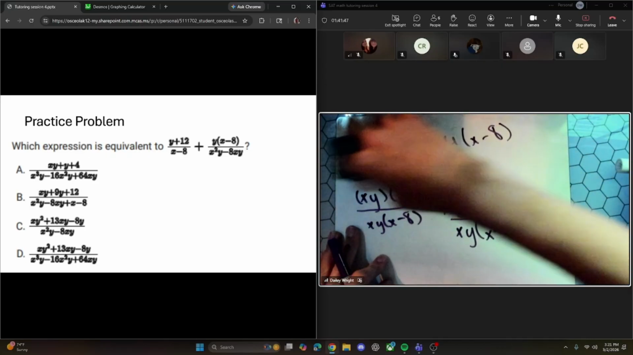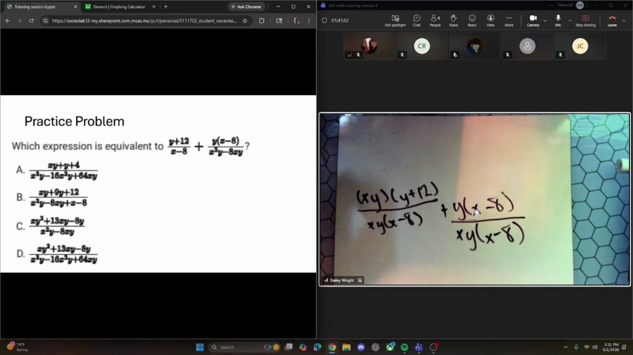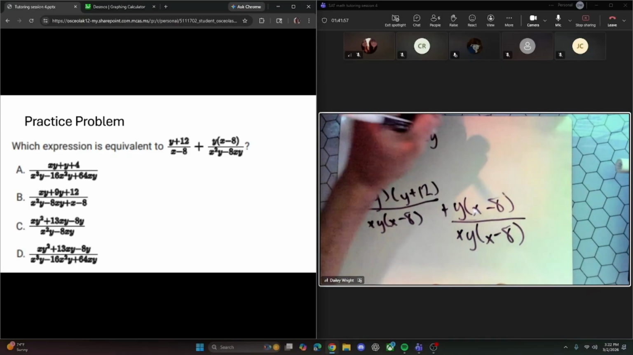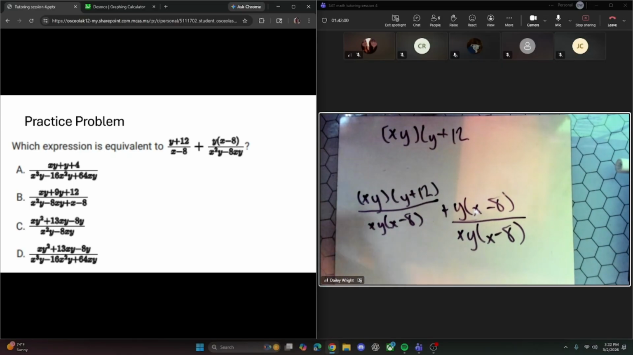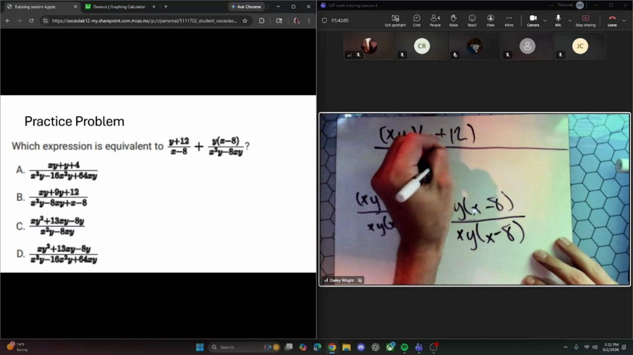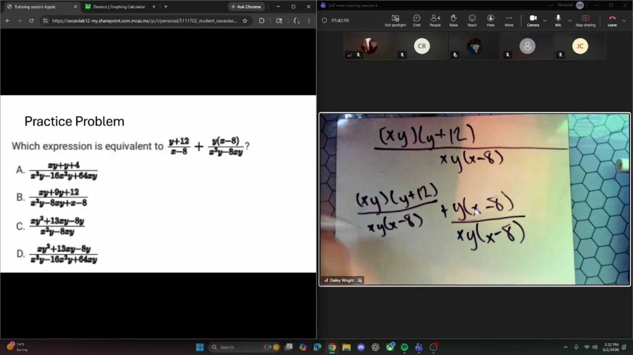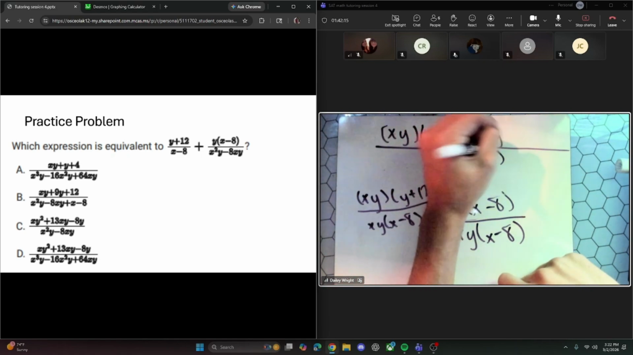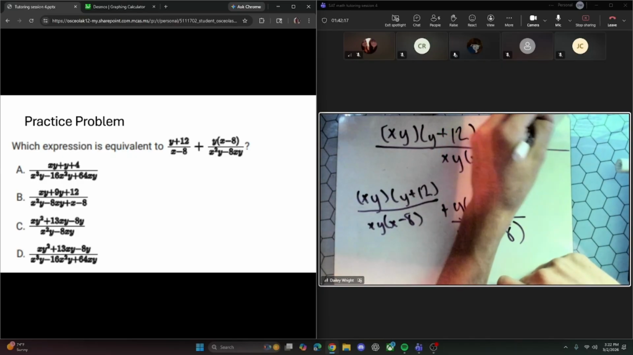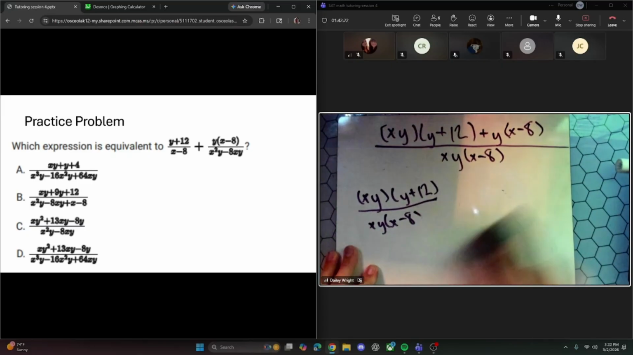I'm going to erase this top part. So xy times y plus 12. Now remember, this is all over one big fraction. Now this is over xy times x minus 8, and then plus y times x minus 8. Now I'm going to look at my answer choices to see if any of them match up with what I have now.